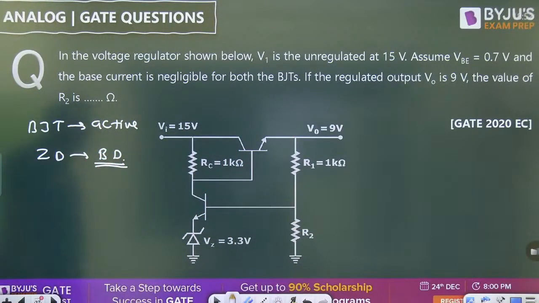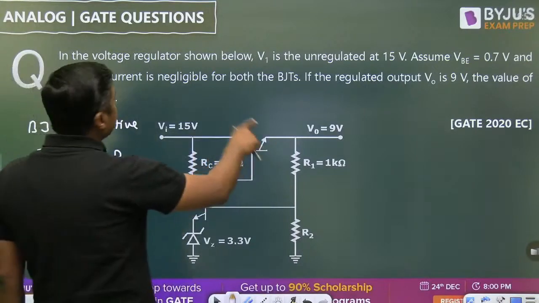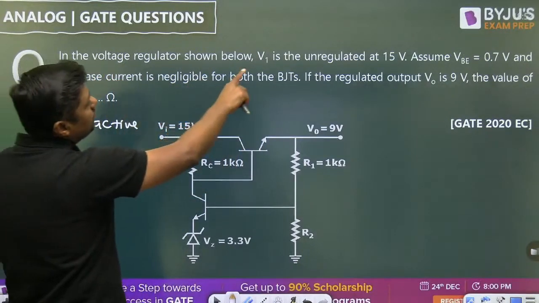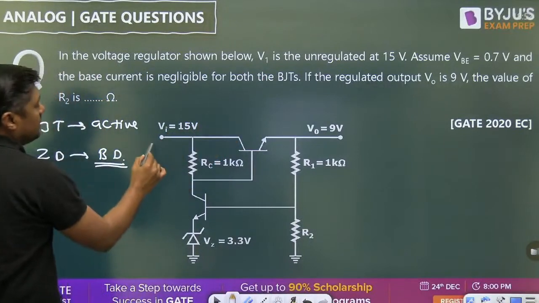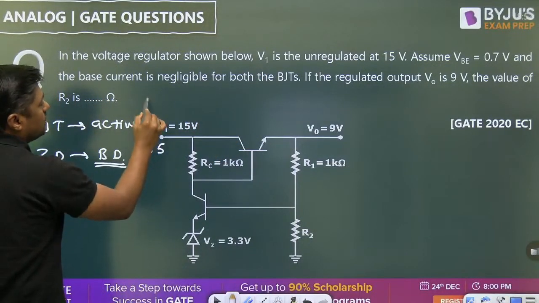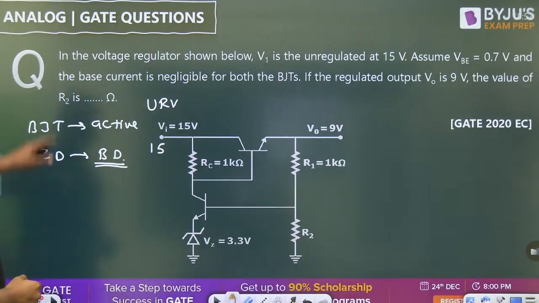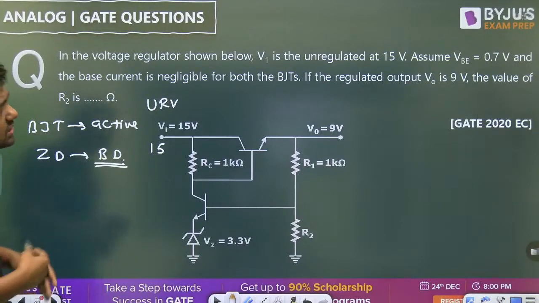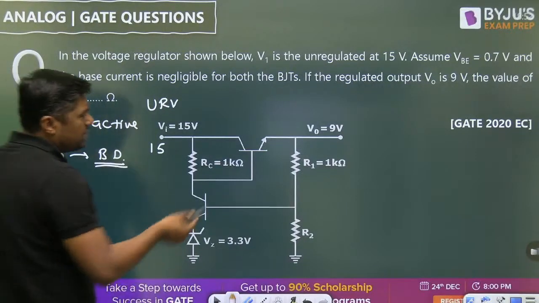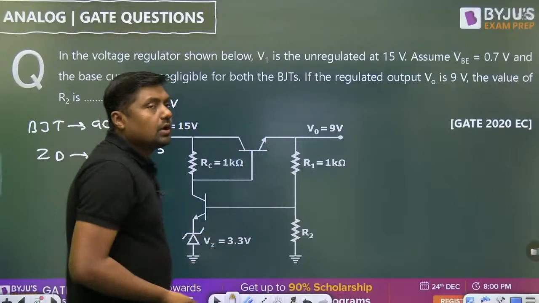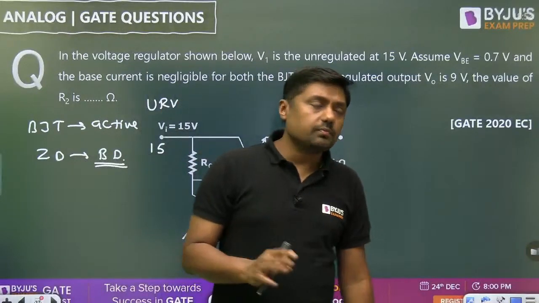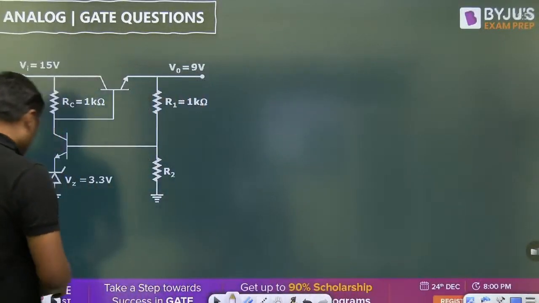In this question it is given V0 is 9 volt, the regulated voltage. V1 is the unregulated voltage, 15 volt. VBE is 0.7 volt and the base current is negligible for both the BJTs. If the regulated output voltage is 9 volt, find the value of R2. Very simple question. R2 you have to find. So what is the R2 here?